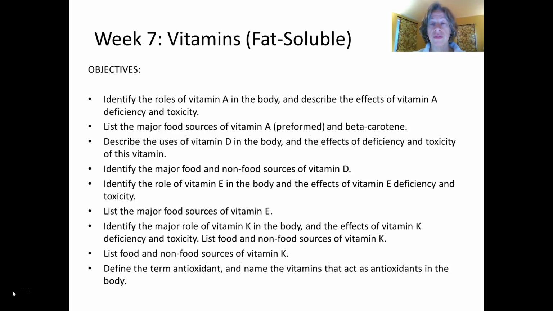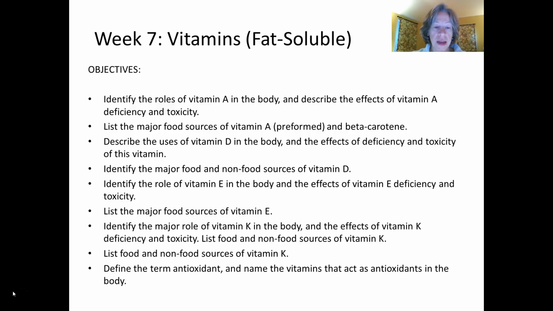Food and non-food sources of vitamin K. Food sources, again, plant-based oils, a lot of green vegetables, broccoli. And you also find some vitamin K produced by your gut bacteria. The bacteria that are living in your colon or your large intestine produce a little bit of vitamin K, but not enough to meet your needs. That's why it's still an essential nutrient.